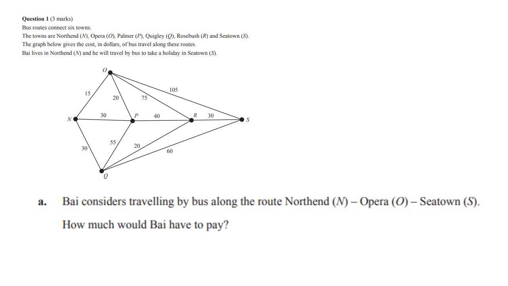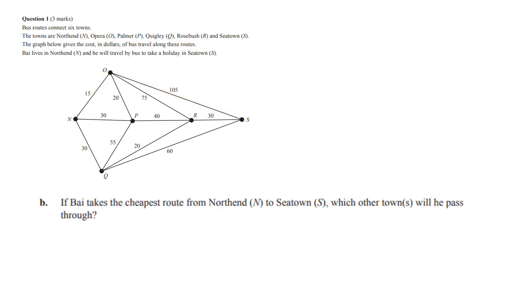So he's traveling by bus along the route NOS. NOS. How much would Bi have to pay? Now, we're paying in dollars, so it's complicated maths for 1 mark. 15 plus 105 is, don't forget your dollar sign, 120. Now, if Bi takes the cheapest route, and that's really when we're starting to talk about Dijkstra's algorithm or iron brain combo attack, copyright Mr. Hill, to get from N to S.